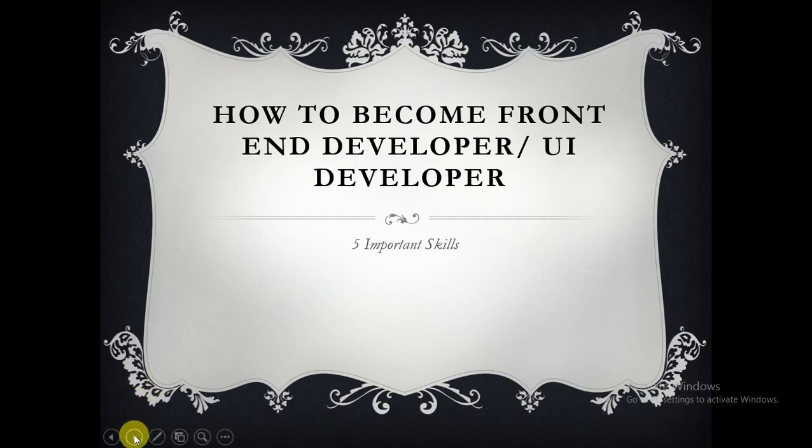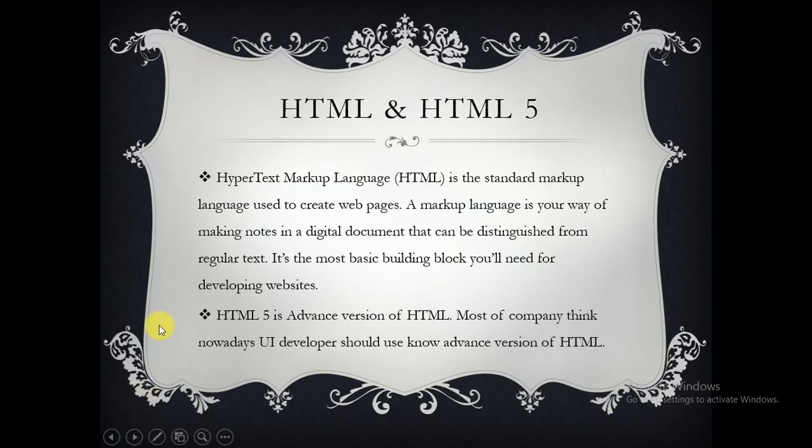So from the 5 important skills, the first and one of the most important is HTML and HTML5. HTML stands for hypertext markup language. A markup language is your way of making notes in a digital document that can be distinguished from the regular text. It is the most basic building block you will need for developing a website. With HTML you can create a static website.